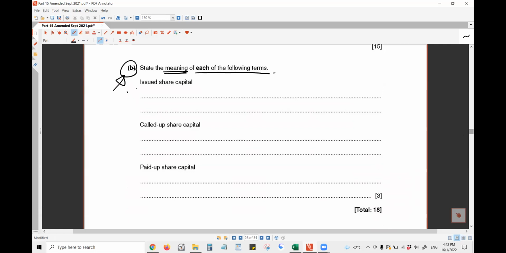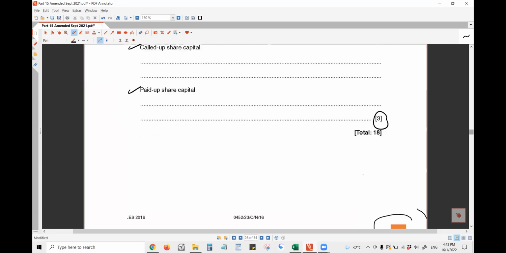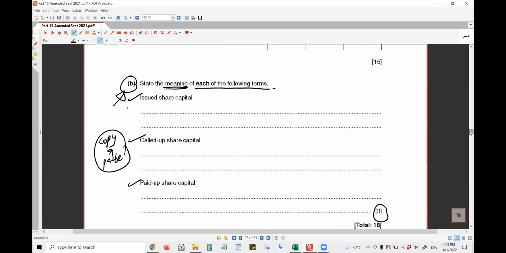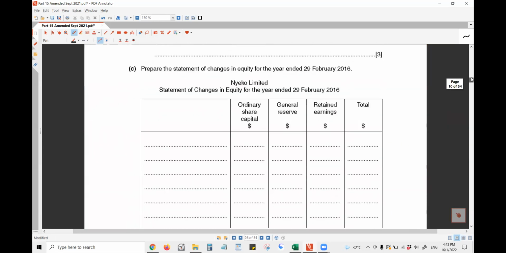I think this is more than enough to kill many students, because many students cannot remember or are not aware of the existence of these few terms. Issue share capital, call up share capital, pay up share capital: you must know the definition. This question came out in the October/November 2016 exam. So write it yourself at home when you are free. Copy and paste from the notes. Get back to the notes again.